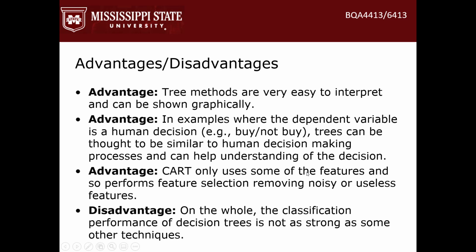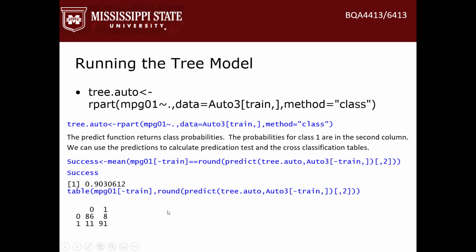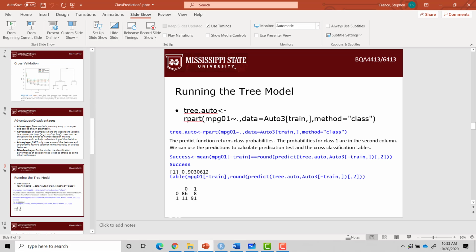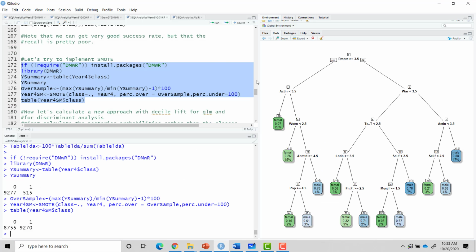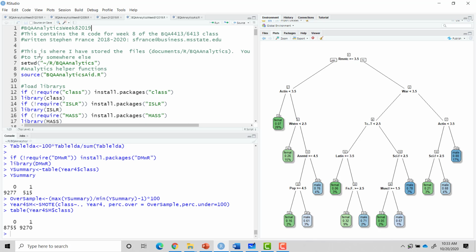Another advantage is that we only use some of the most important features if we're not overfitting. So it automatically performs some sort of feature selection. But the disadvantage is on pure classification performance, particularly in cases where the dependent variable depends on multiple independent variables multiplied together, where there's some sort of interaction effect, then the performance is not very strong at all. So let's go and run some tree methods.